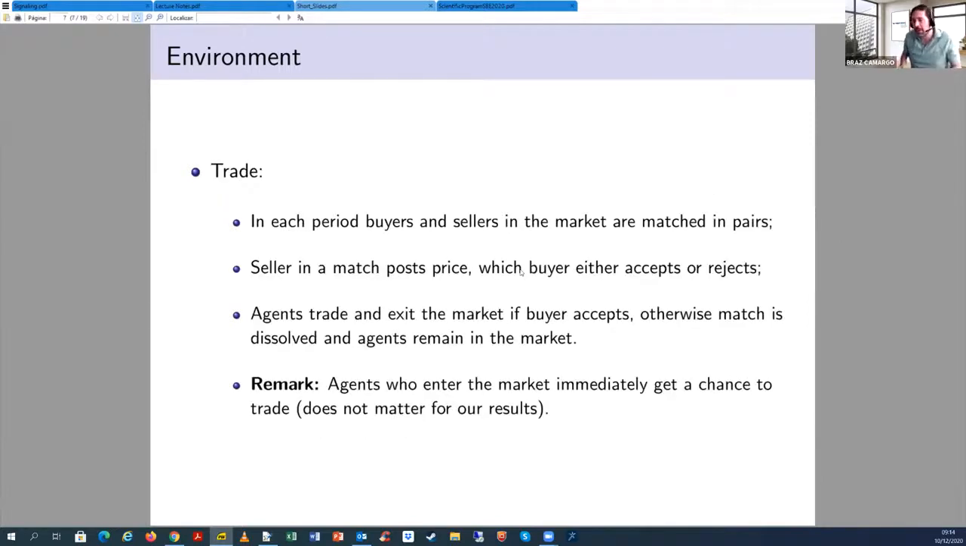Now, trade takes place as follows. In each period, buyers and sellers in the market are matched in pairs. Sellers post a price, which the buyer either accepts or rejects. If the buyer accepts, they trade and exit the market. Otherwise, the match is dissolved and these agents remain in the market. We assume that as soon as you enter the market, you get the chance to trade. It doesn't really matter if you have to wait 1 period before being able to do that.